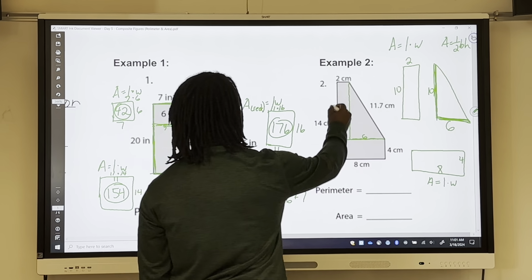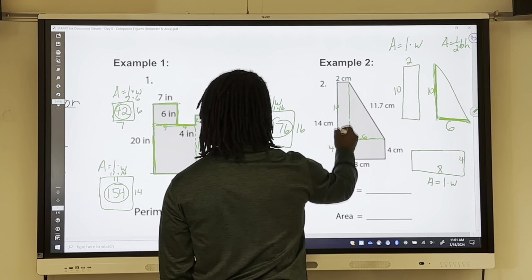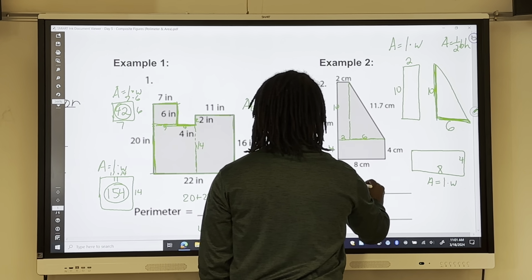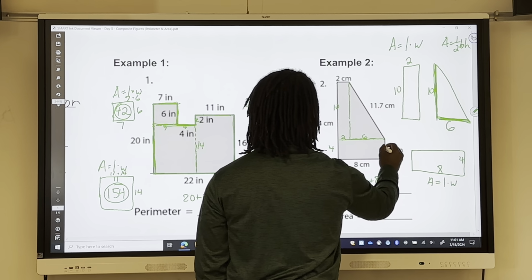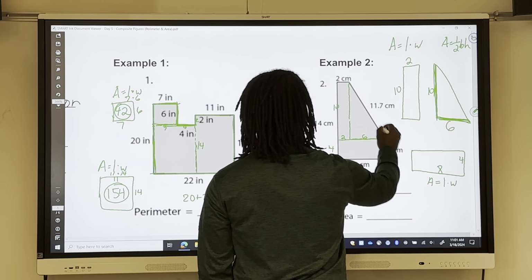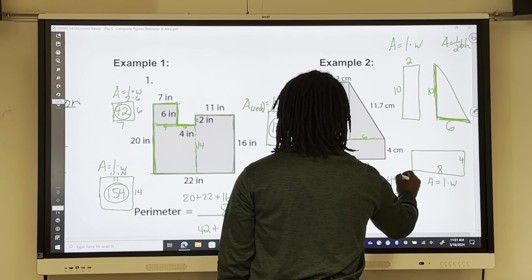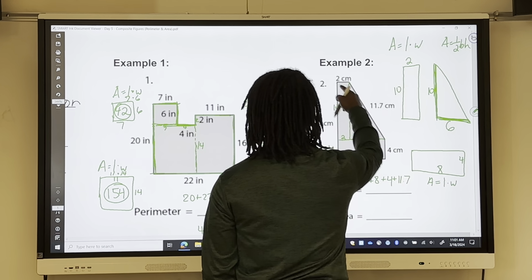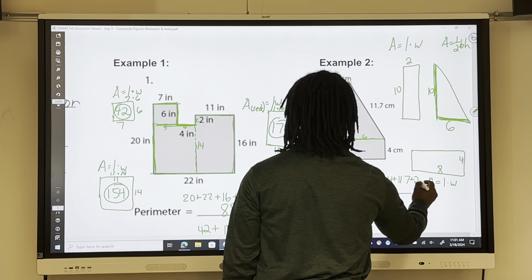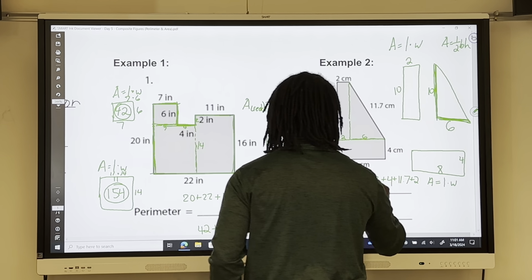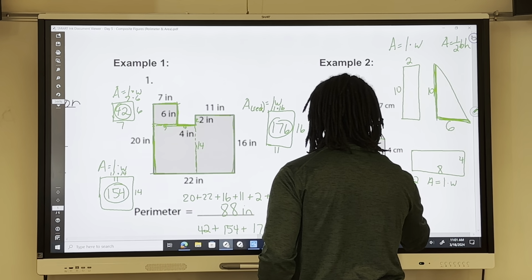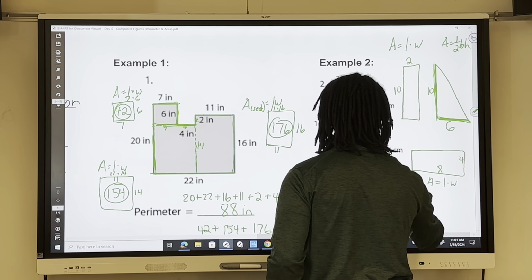So perimeter, this side is 14. This side is 8. This side is 4. This side is 11.7. And then this top side is 2. So for the perimeter, when I add up all of those, I'm going to get 39.7 centimeters.